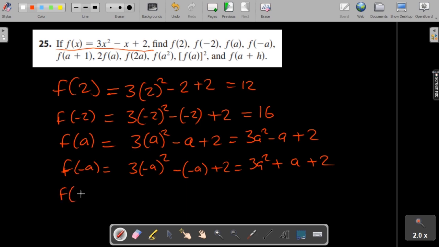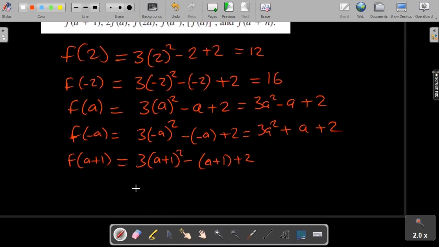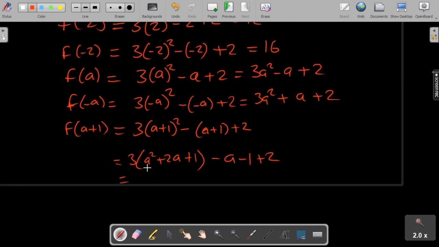Next one is f of a plus 1. In place of x, just going to substitute a plus 1. And if you work this out, you're going to have 3a squared plus 2a plus 1 minus a minus 1 plus 2. Now you just have to multiply through, so you're going to have 3a squared plus 6a plus 3 minus a and plus 1. So 2 minus 1 is just plus 1.